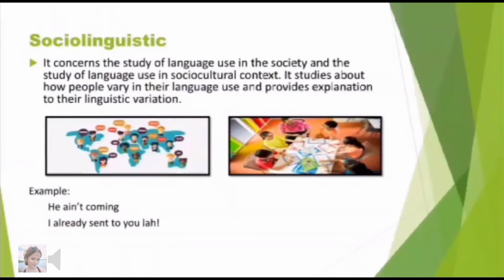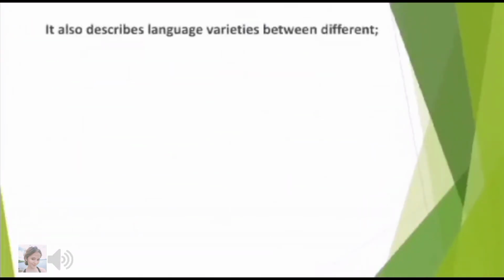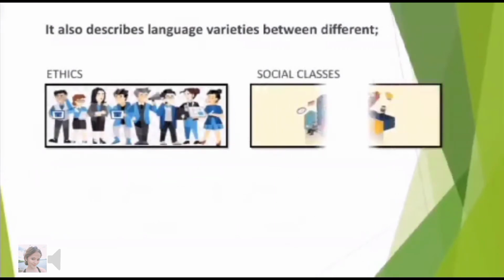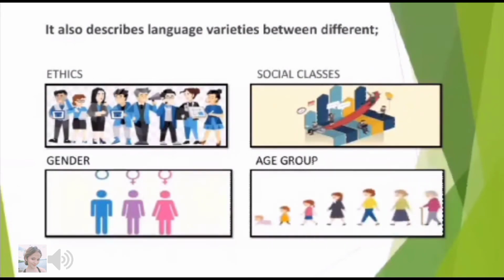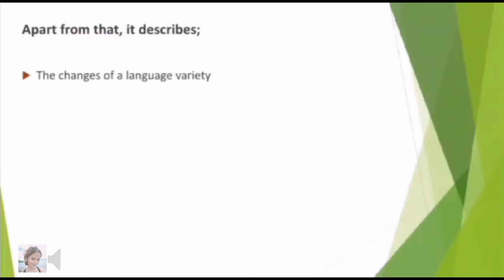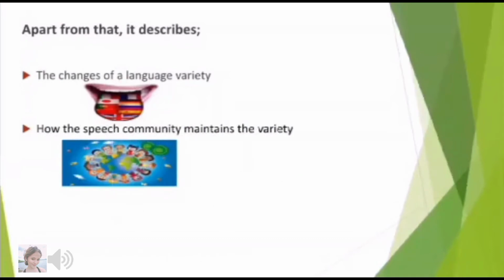Here are some examples. He ain't coming and I already sent you la. It also describes language varieties between different ethnic and social classes, and also gender and age groups. Apart from that, it describes the changes of language variety, how the speech community maintains the variety, and the reasons for language death.